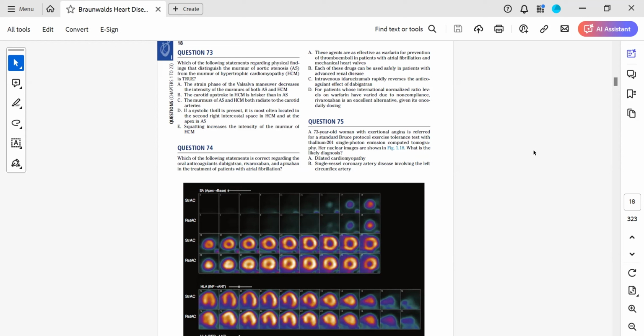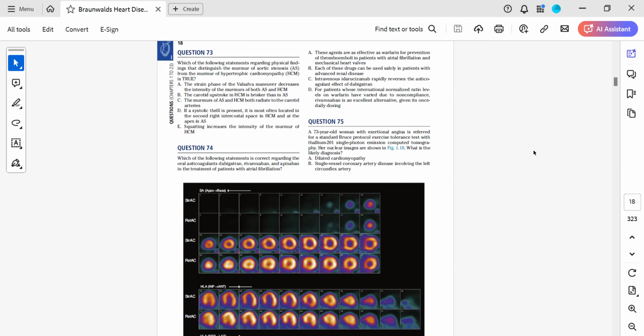So option B, the carotid upstroke in HCM is brisker than in AS. Yes, I think that is true. You have a delayed upstroke in AS. Okay. Option C, the murmurs of AS and HCM both radiate to the carotid arteries. False. That of AS radiates to the carotid artery, but not that of HCM.